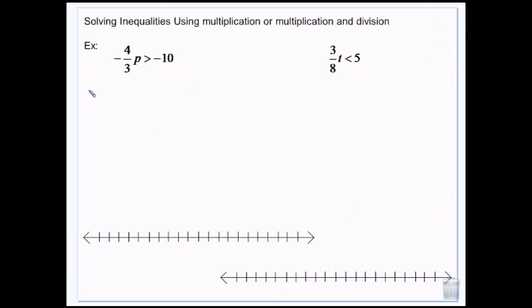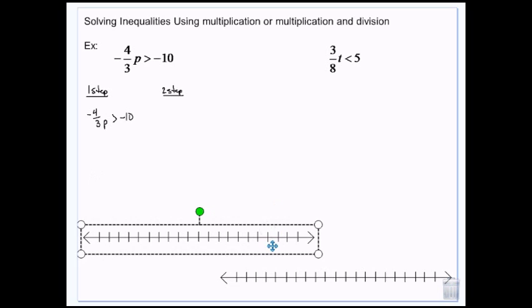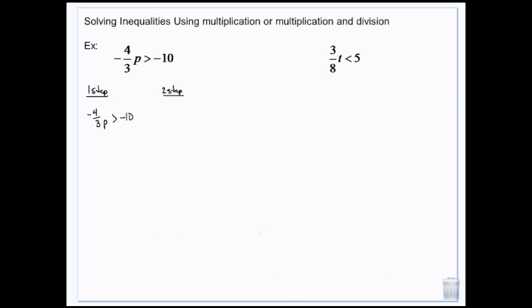So here's one step. I showed you this, I think, also with the regular equation, 2 steps. Okay, so if I have negative 4/3 P is greater than negative 10, I'm actually going to take these graphs out because there's just not enough room. I don't want to be too crowded. In one step, what I'm going to do is take the reciprocal of this and multiply it by both sides.